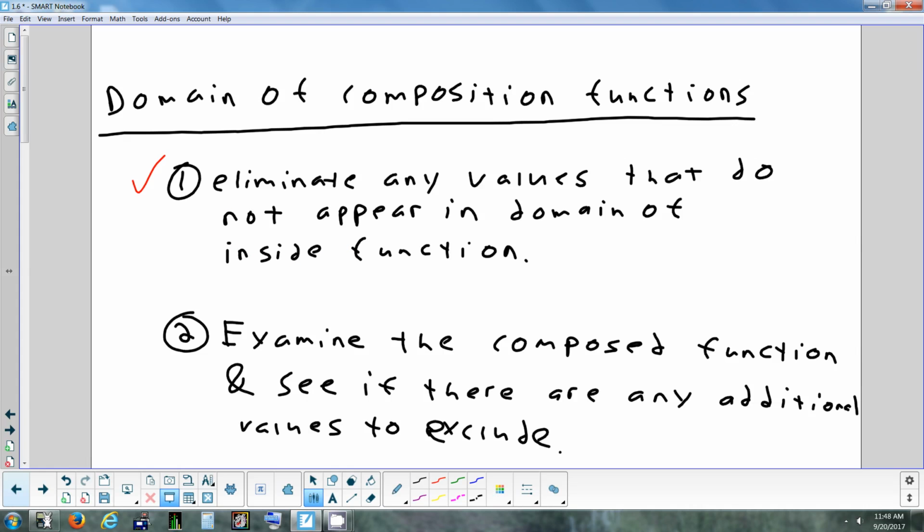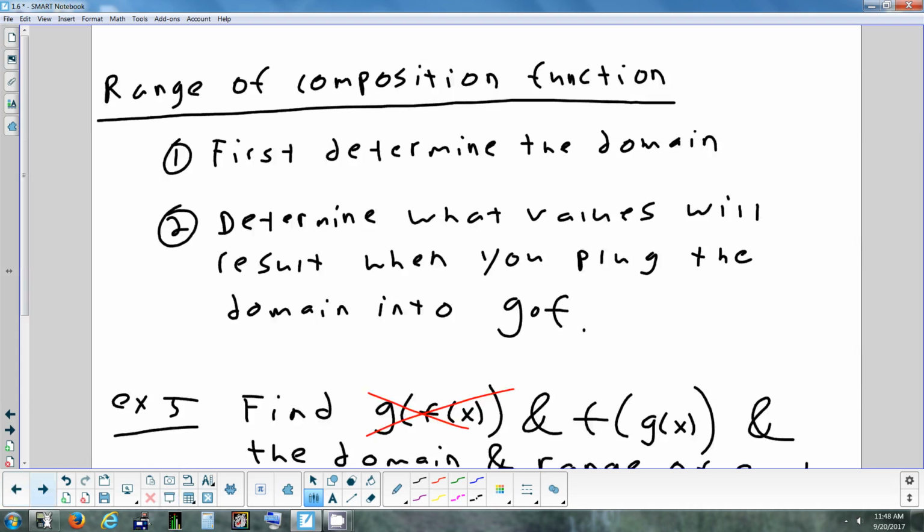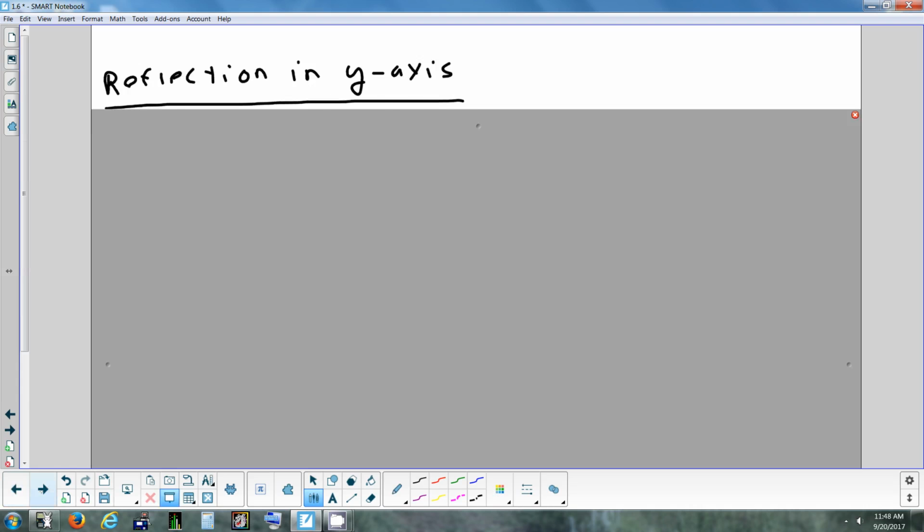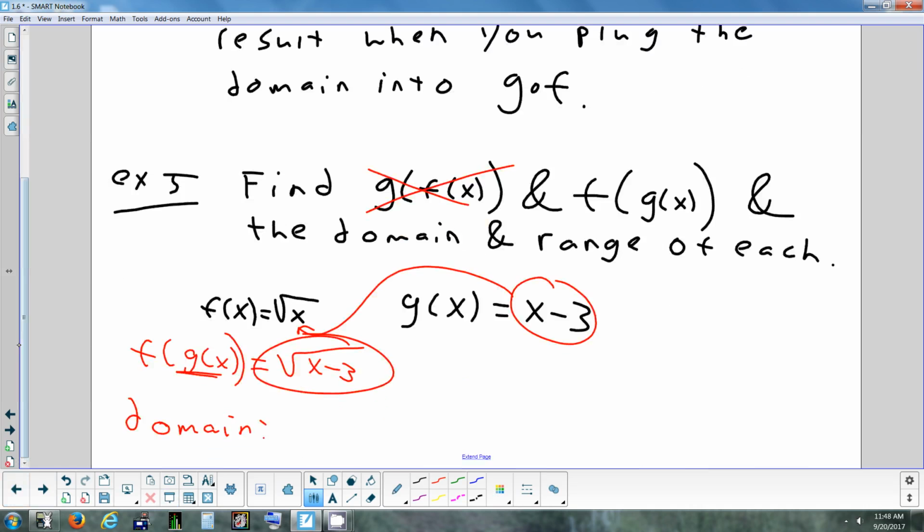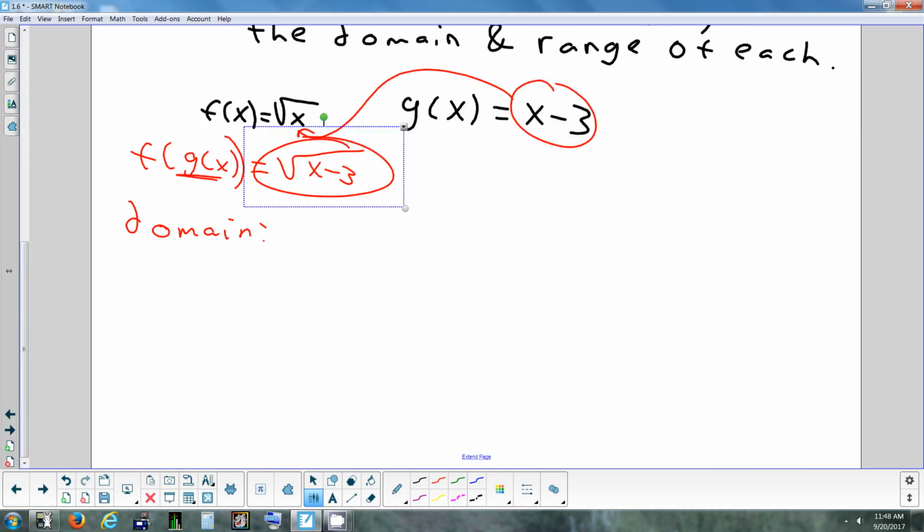But now we have to do step 2, which is look at the final answer. Are there any restrictions I need to be careful about in the final answer? Yeah. Can't have a negative number under the root, so you'd have to pick a value for x 3 or higher. Okay, it's got to be a value 3 or higher.